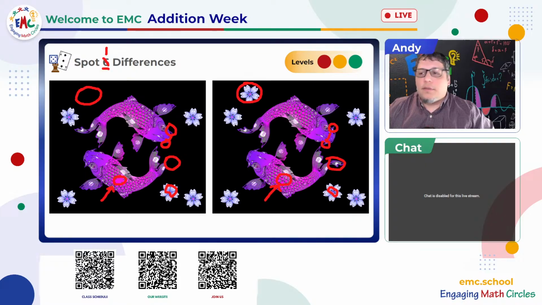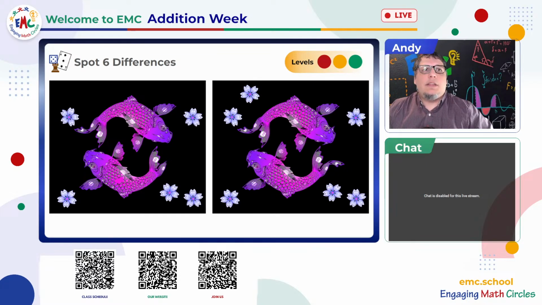Okie dokie. I'm going to reveal it was on the bottom fish. Yes, one of them has markings on its head. Thank you, Anishka. Wow. These markings are missing on the right fish, the right version. We found all 6. Great job, everybody.